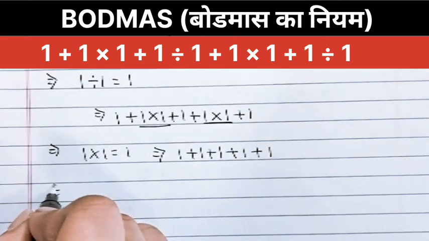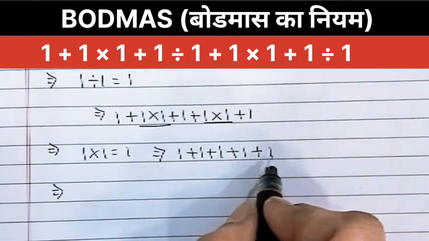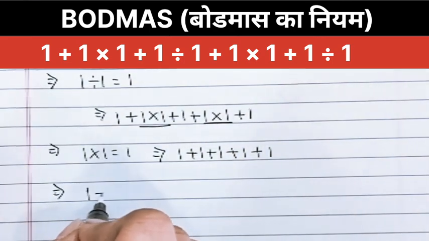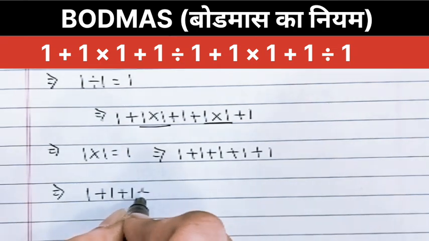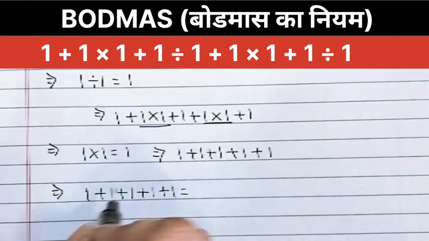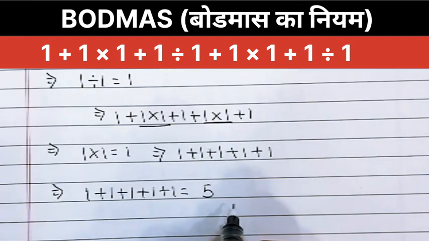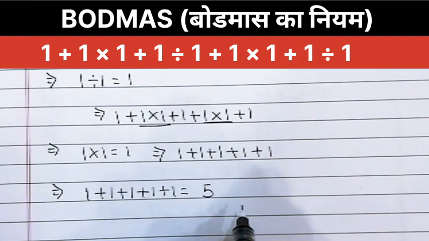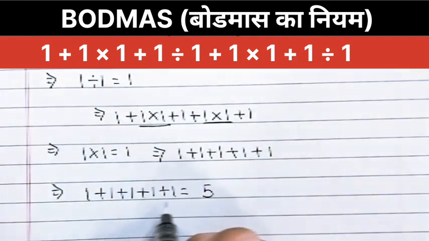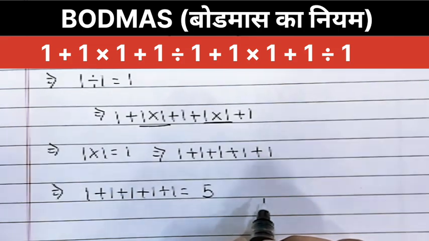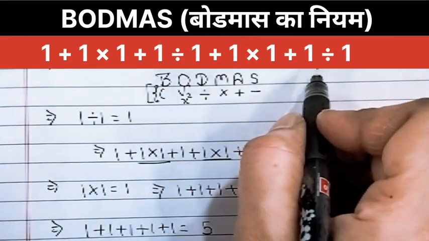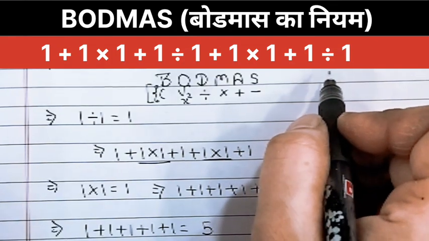Now third, we add all the remaining terms together. So now 1 plus 1 plus 1 plus 1 plus 1. So there are 5 times 1, so it will become 5. According to this step, addition is the final step in this specific problem, and since all the terms are now of the same priority, we sum them from left to right. According to BODMAS, the final result of the expression is 5.